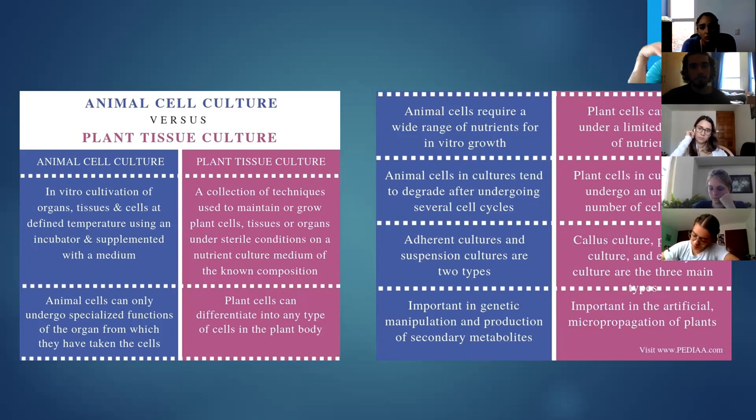We don't have the capacity to create organs yet, right? We cannot just put one cell of the heart and have a complete heart. That is not possible yet. Research is going on, okay? Animal cells can only undergo the specialized function of the organ from which the cell was taken. This is what I just mentioned.